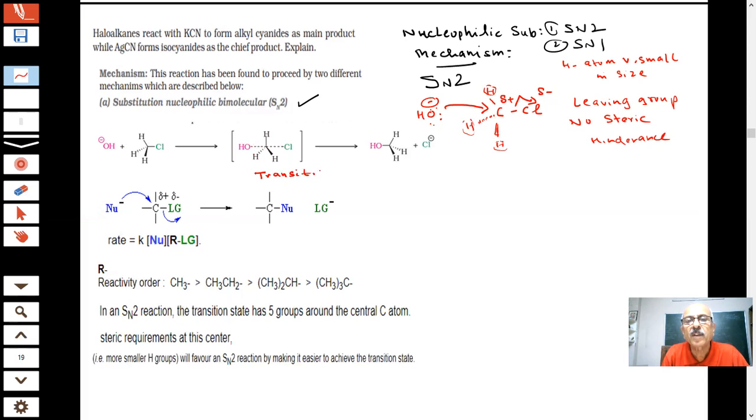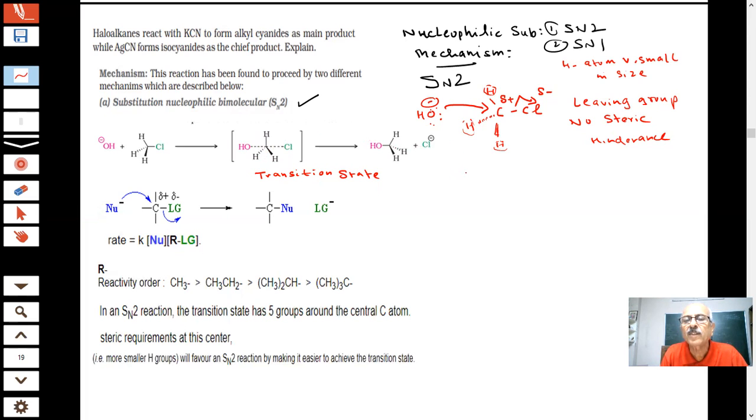Transition state, which exists only for a short period of time, cannot be isolated. So, what is the result? This is an unstable form. Carbon can have a maximum valency of 4. Here, there are 5. Immediately, it will get relieved and remove the Cl minus and form the product. This is an example of an SN2 reaction.